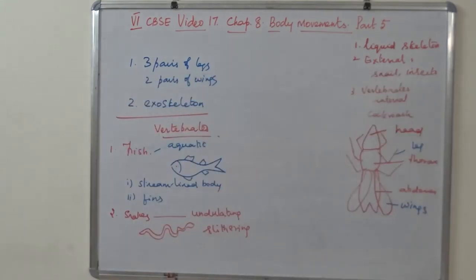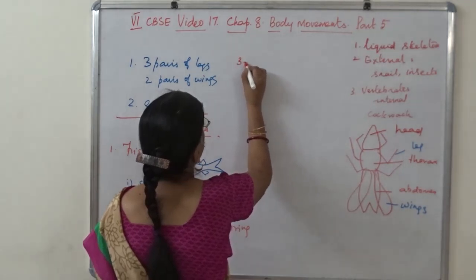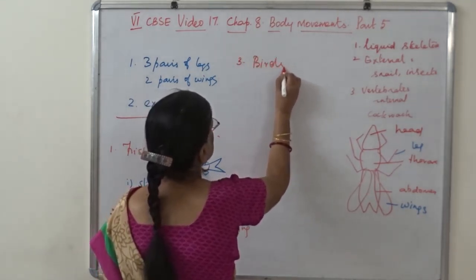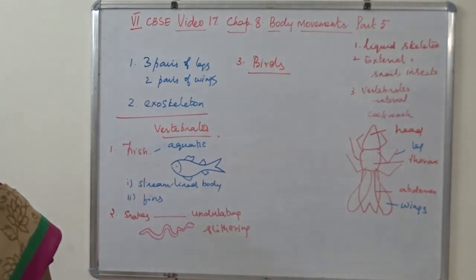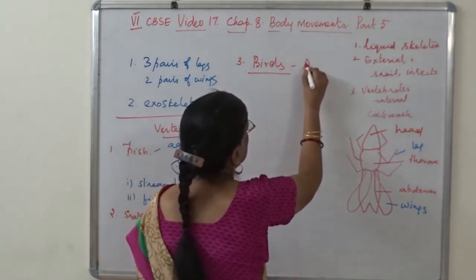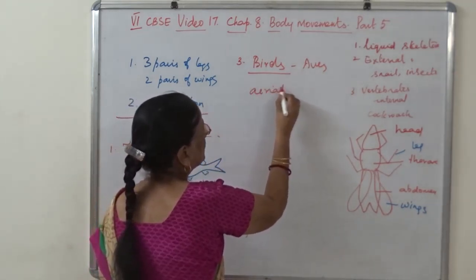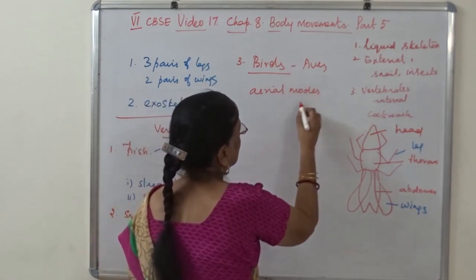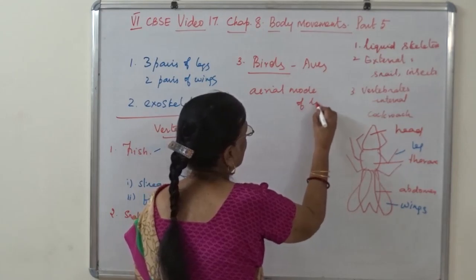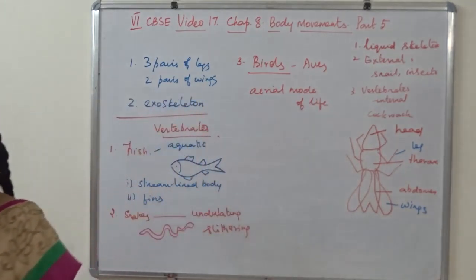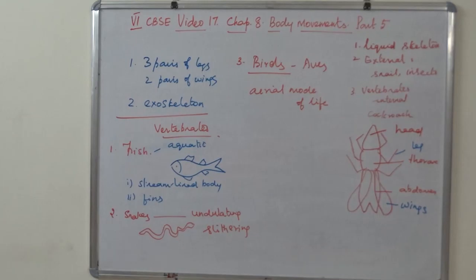Next one is movement in birds. Birds come under the class Aves, and they have an aerial mode of life. Birds show an aerial mode of life, and they have many adaptations to fly in the air.